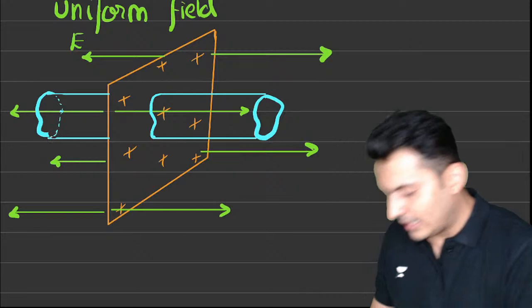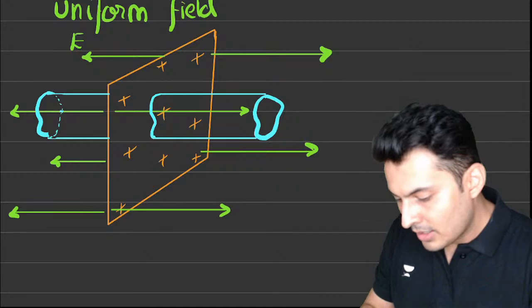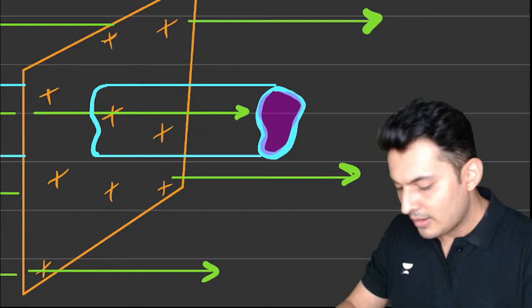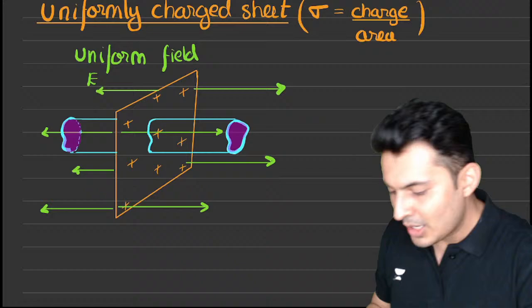Very nice. Now, again I can see that there are three surfaces formed over here. One surface is over here, one surface is over here, the other surface is over here, and the rest is that curved surface.